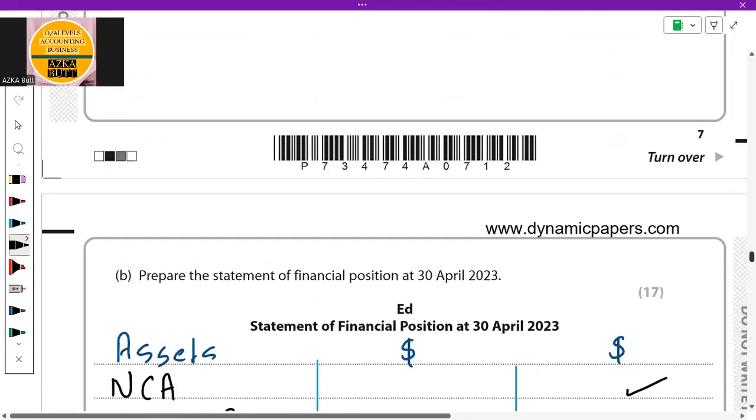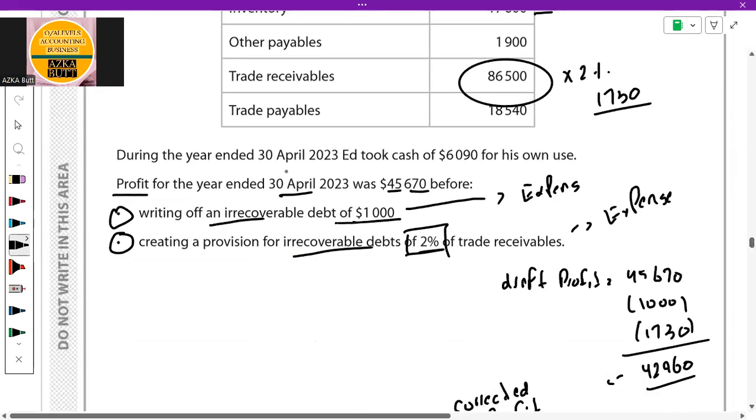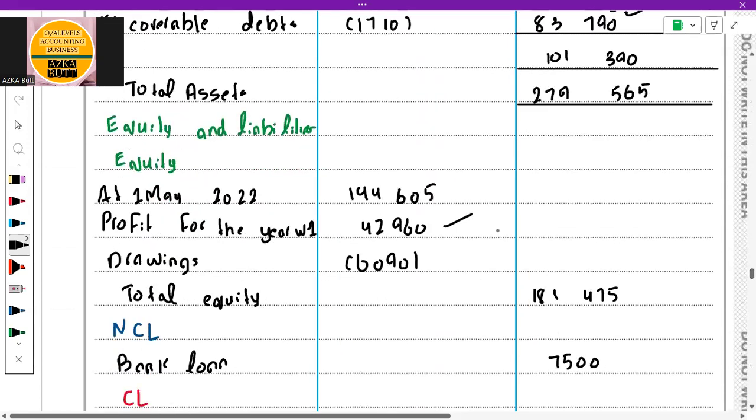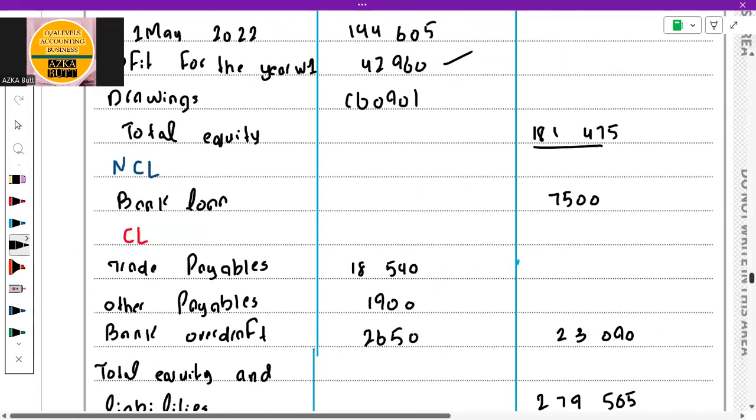And you see that there is one more adjustment for the drawings. During the year ended 30 April 2023, ED took cash of 6,090 for his own use. So these are the drawings. Everything which an owner takes from the business for his own use is drawings, and drawings should be deducted from the capital. So as you can see, I have deducted the drawings of 6,090 from the capital. So we have this total equity, which is 181,475.